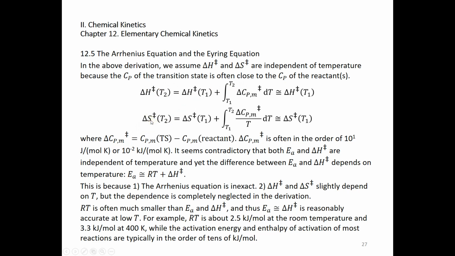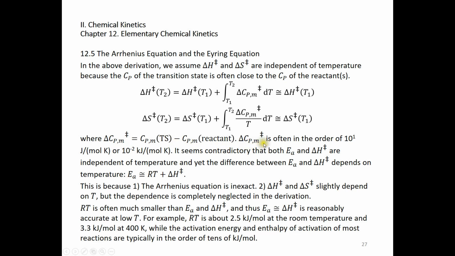What about entropy of activation? Well, the entropy of activation at T2 equals the entropy of activation at T1 plus the integral of delta CPM dT over T. And again, this integral is typically smaller than this item or this item. So approximately we say the entropy of activation is approximately independent of temperature as well. Now, what is this delta CPM with a double dagger in the superscript? It's simply the CPM of the transition state minus the CPM of the reactant.